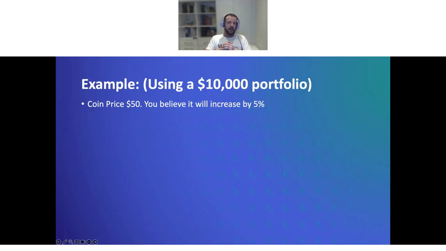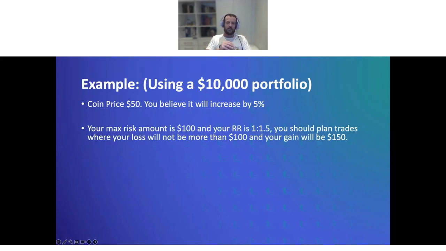So if our max risk amount is, for example, $100, and our risk to reward ratio we've worked out is, say, 1 to 1.5, then really we should plan our trades where our loss will not be more than $100 and ultimately our gain would be $150 based on this system, based on what we're wanting to basically do.